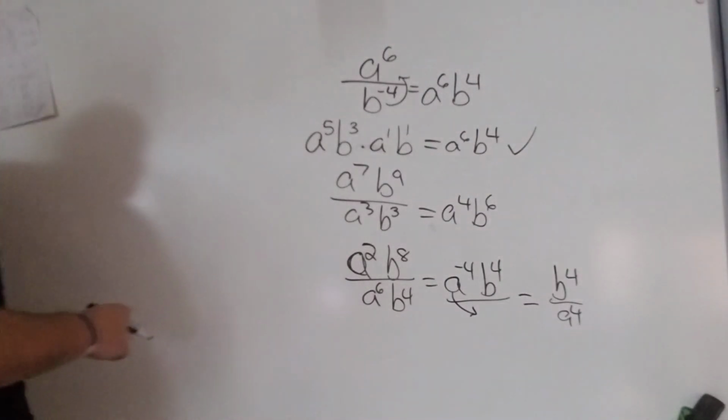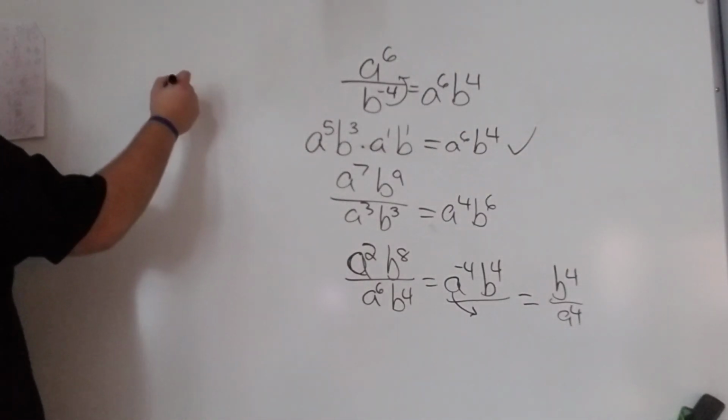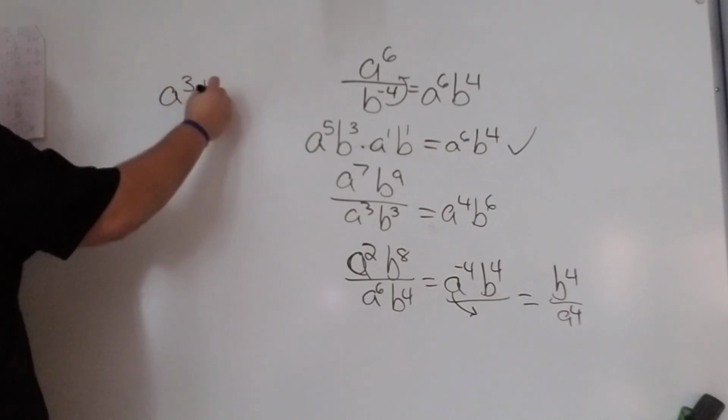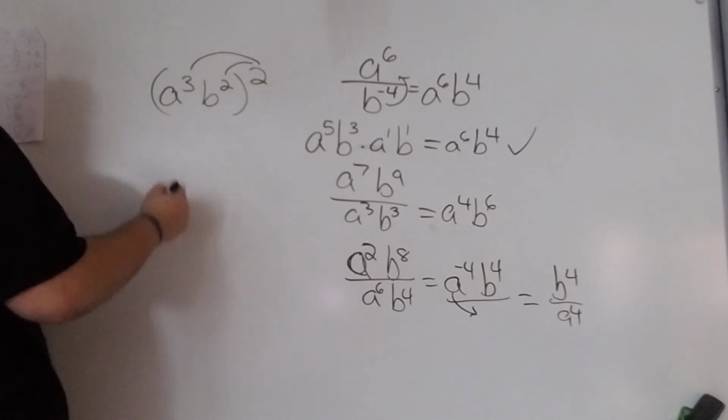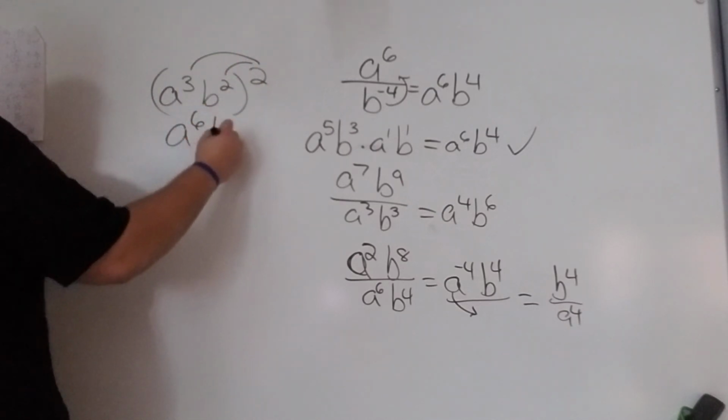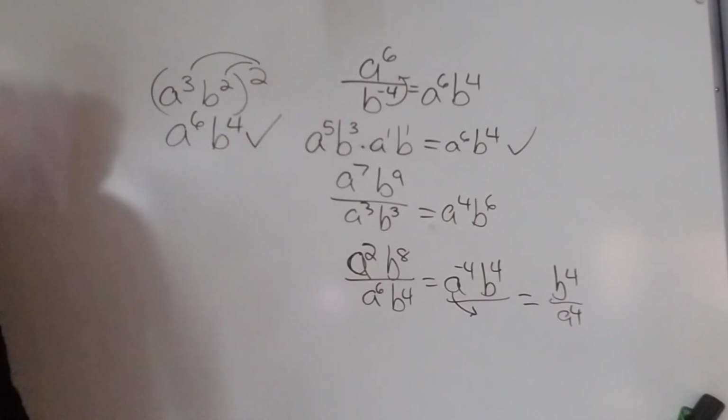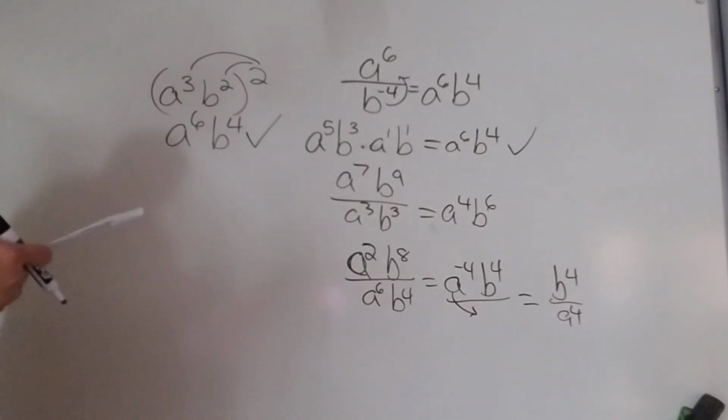Can you see on this side? Oh yeah, if I move, you can see over here. A cubed B squared, all to the 2nd. So if I go power to a power here, multiply, that's going to give me A to the 6th, B to the 4th. Hey, that's what we're looking for. So that one is okay on D.